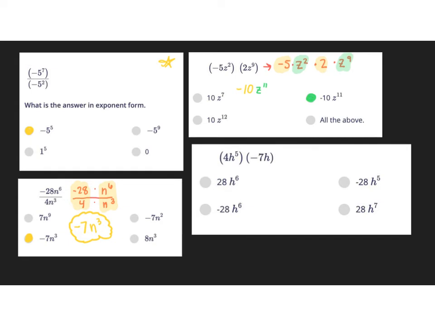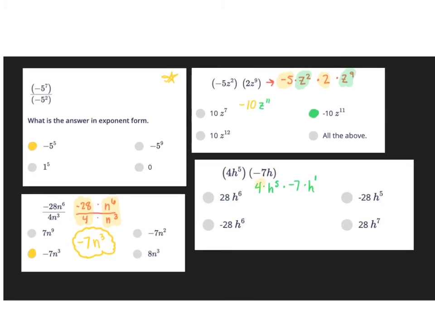The one below is the same as saying 4 times h to the 5th times negative 7 times h, and there's an invisible 1 right there. I'm going to do my numbers first. 4 times negative 7 is negative 28. And then h to the 5th times h to the 1st. This is h to the 6th power.